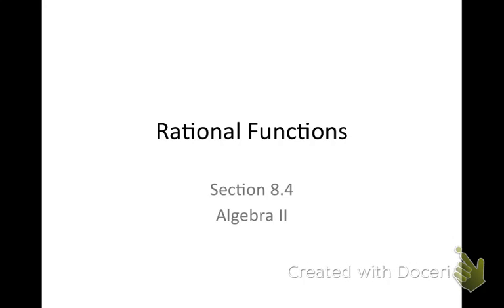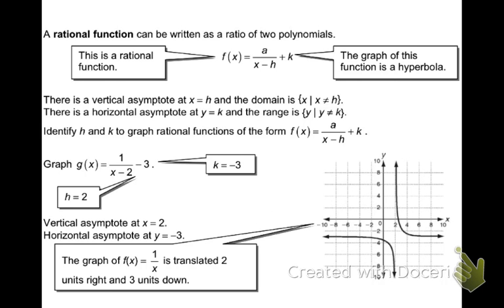Today, we're going to talk about rational functions, section 8.4. Continuing on with rational functions, we're going to talk about some different types of rational functions and different types of graphing. A rational function can be written as a ratio of two polynomials. Today we're going to be dealing with functions that look something similar to this.